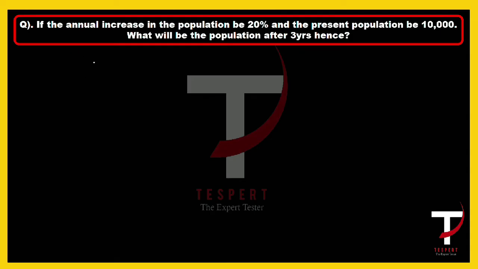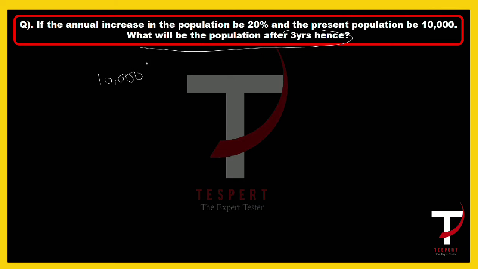So if the annual increase in the population is 20%, what must be our calculation? 100 plus 20, it will be 120. And the present population is 10,000. I told you, in case 1 and case 2, in any case the present population will be given. In this case the present population is 10,000. So what will be the population after 3 years hence? After 3 years means the population of the future.